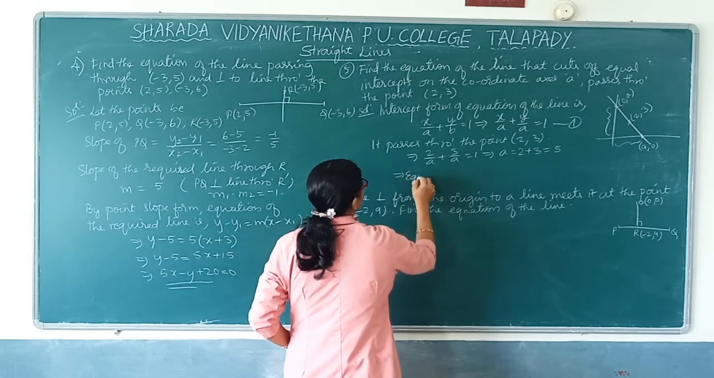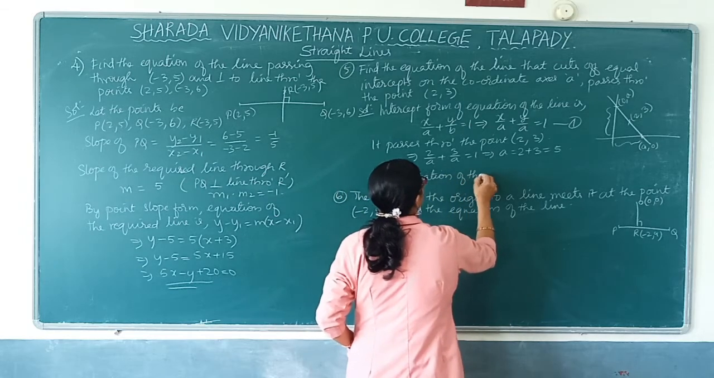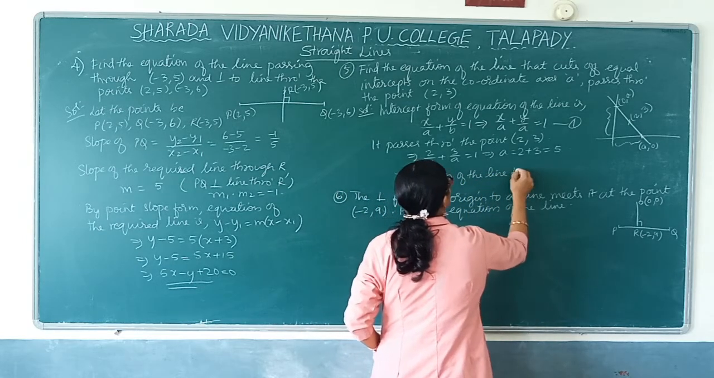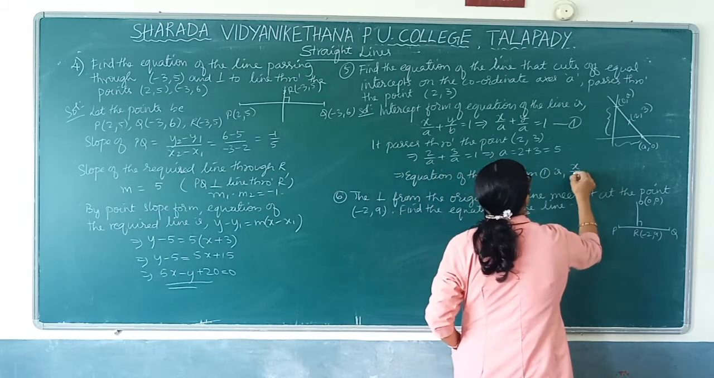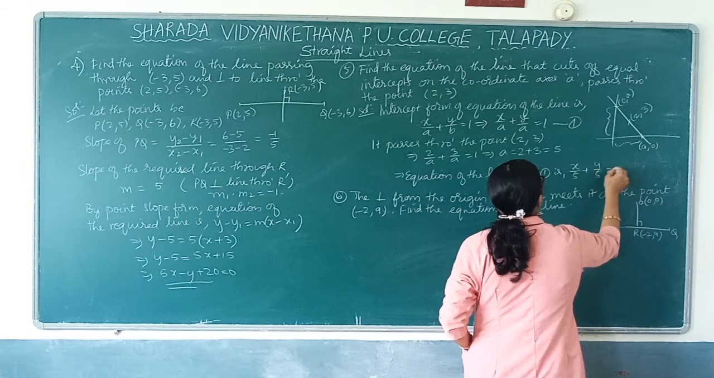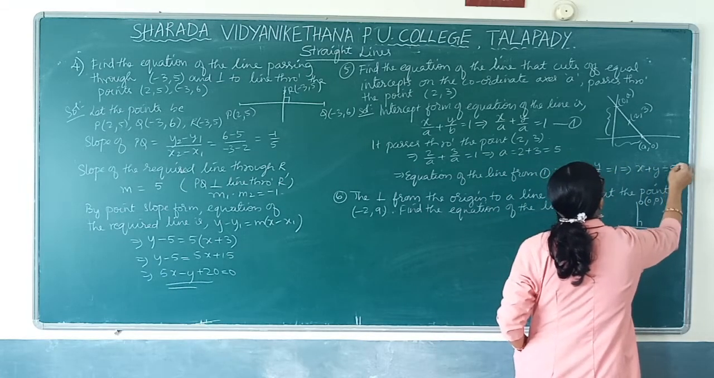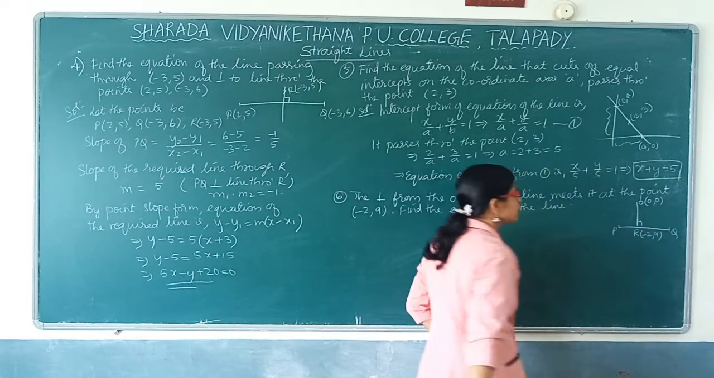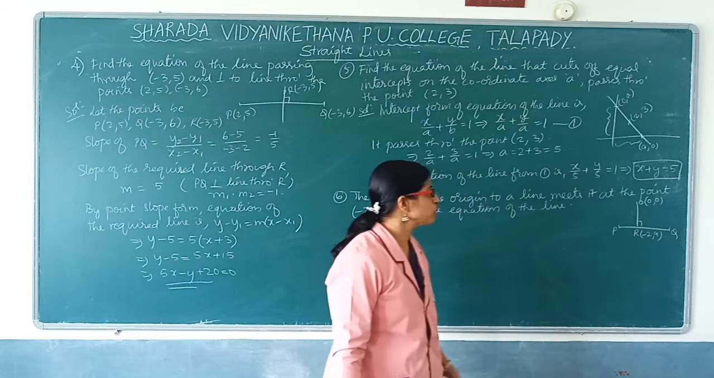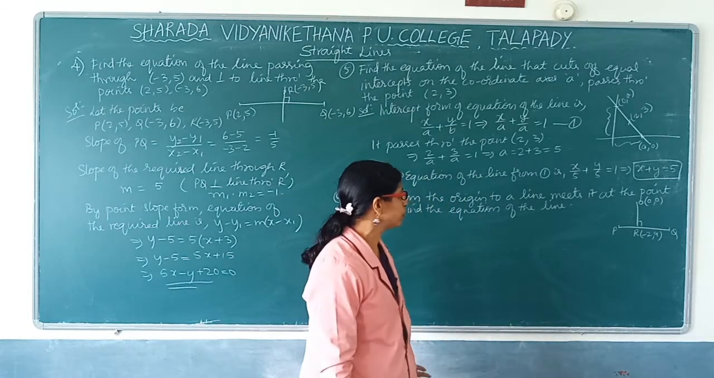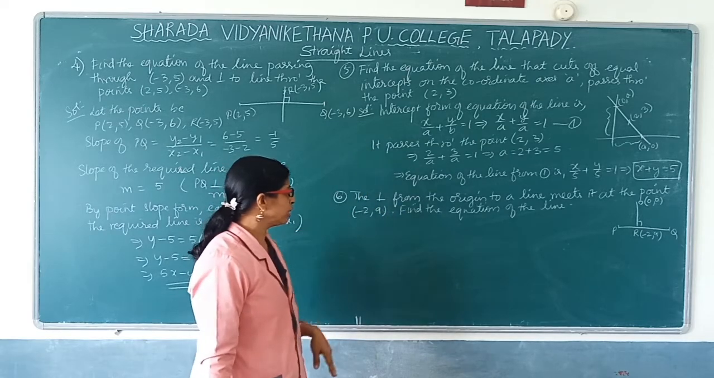This implies the equation of the line is x by 5 plus y by 5 is equal to 1. Or you can write it in the standard form as x plus y is equal to 5. They have a common denominator here. Bring it to the RHS. x plus y is equal to 5 is the required equation of the line. Okay, I hope it is clear to you. Next we will go to the next question.